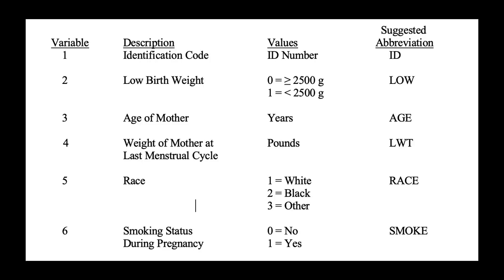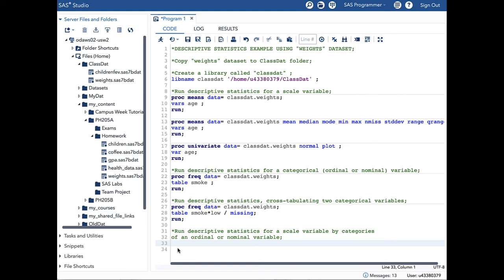If I want to look at a scale variable by categories of an ordinal or nominal variable, for example, if I want to see the age of mother by race, I can use a class statement or a by statement. First, we'll go over the use of the class statement.